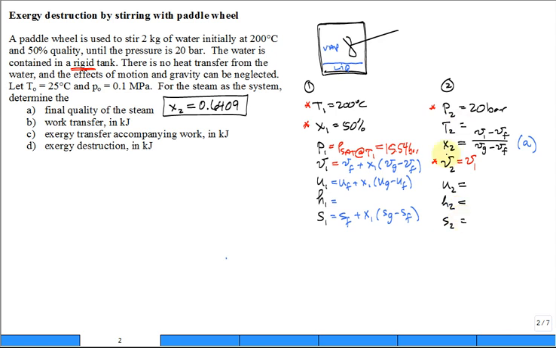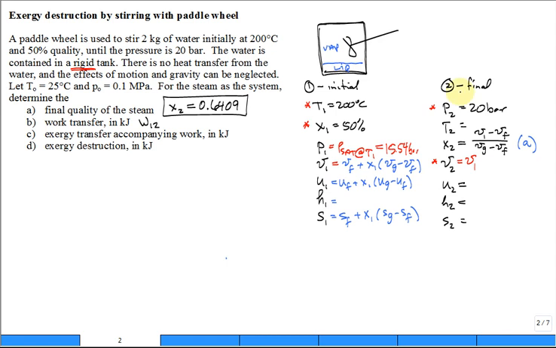So now, using that quality at state 2, you can get these other properties, U2, H2, S2, T2. Let's take a look now at part B. What is the work transfer during that process? So we're interested in calculating the work from initial state 1 to final state 2. 1 is our notation for initial state, and 2 is our notation for final state. True? I want you to give me the equation to calculate work 1 to 2.